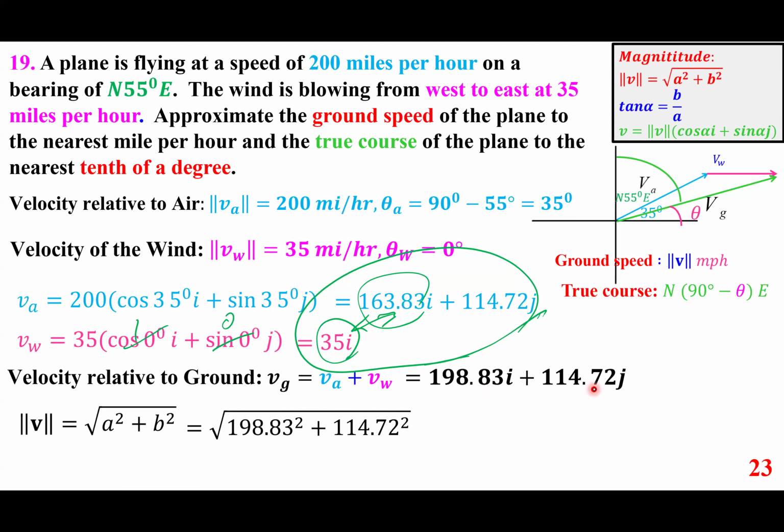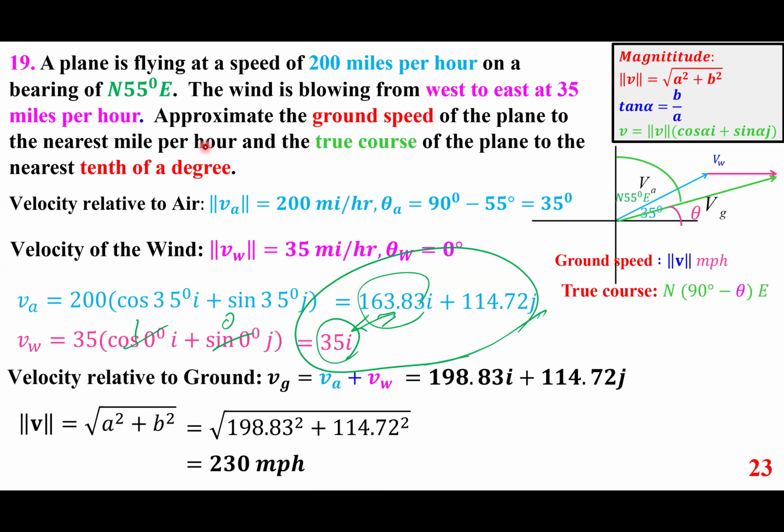And we're going to go with a couple of decimals or one decimal, and then because it says nearest mile per hour, then with the closest, the whole number. That's what it becomes, about 230 miles per hour. Okay. So again, nearest mile per hour.